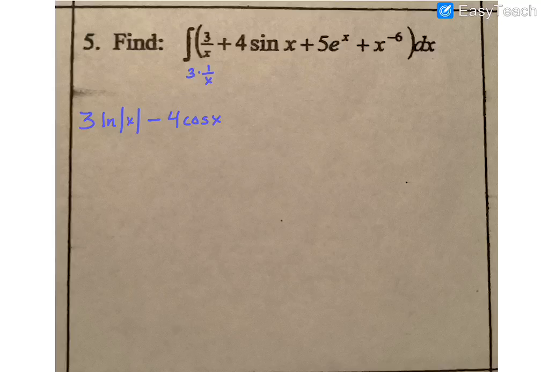The integral of 5e to the x, well, the derivative of e to the x is always e to the x, so this just continues on as plus 5e to the x.